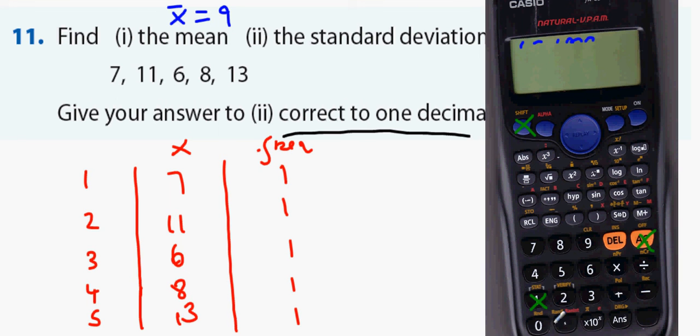variable being number 4, and then all you've got to do is press number 3, and number 3 is delta x, which is the standard deviation. We want to give our answer correct to 1 decimal place, so press 3. The answer is going to be 2.607. Round that to 1 decimal place, and your answer is going to be 2.6.